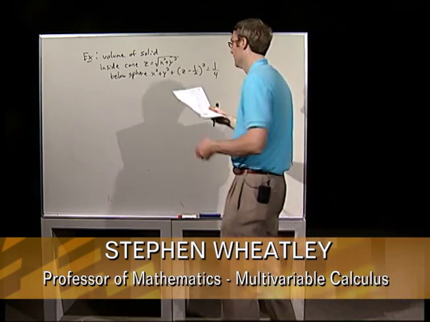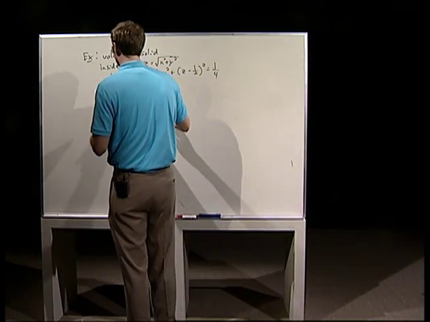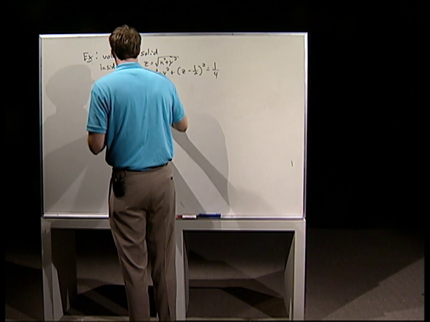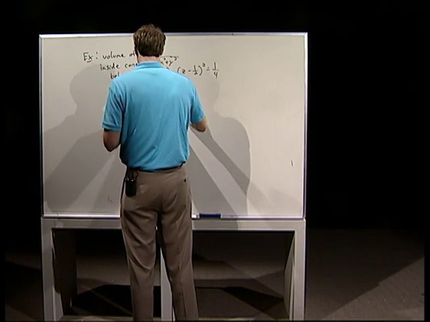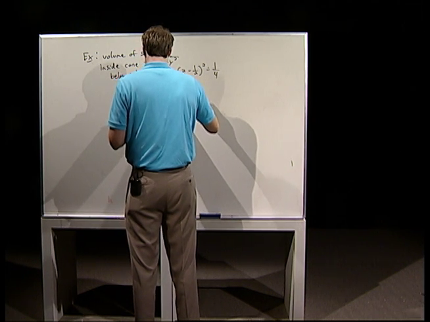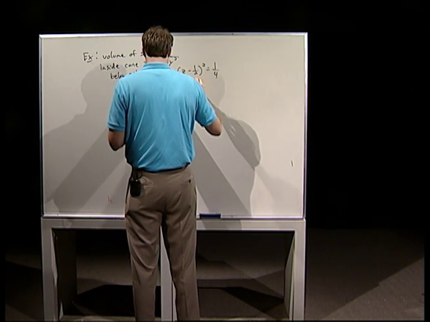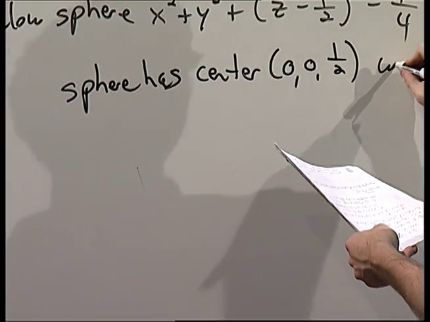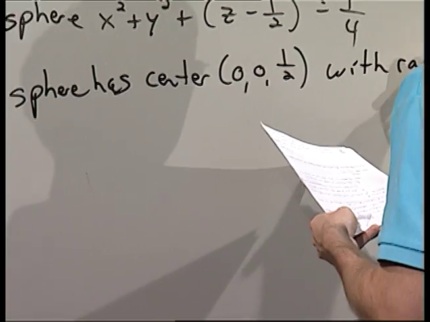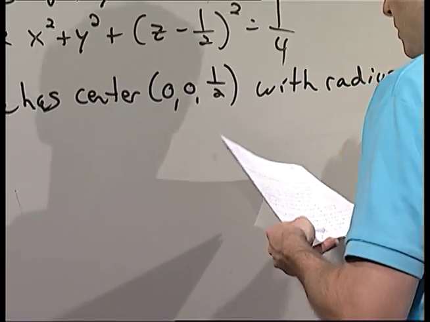Right. Okay. So this sphere has center 0, 0, 1/2, and it has radius 1/2.